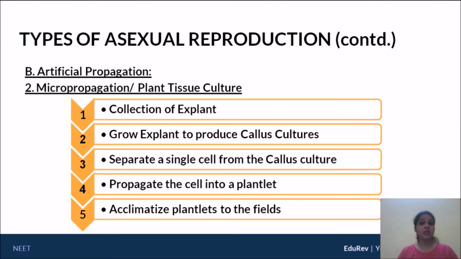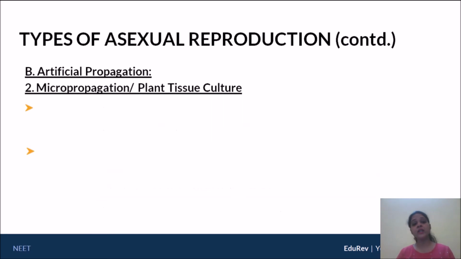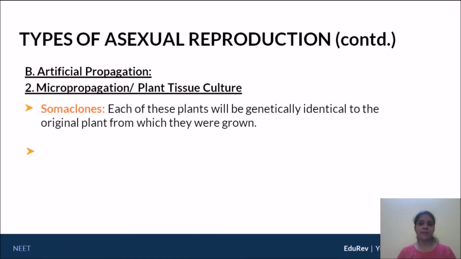Now in micropropagation, the new plantlets that are formed are going to be termed soma clones. Now why do we call them soma clones? You are already aware that when we speak about asexual reproduction, the young ones are called clones. Now, when we pay attention to micropropagation, you have realized that we have taken the somatic cells of the plant and not the gametic cells, and therefore the new individuals that arise from micropropagation specifically come from the somatic cells, therefore called soma clones. Okay, so here each of these plants is genetically identical to the original plant from which it was grown. That is the whole idea behind formation of clones or asexual reproduction.